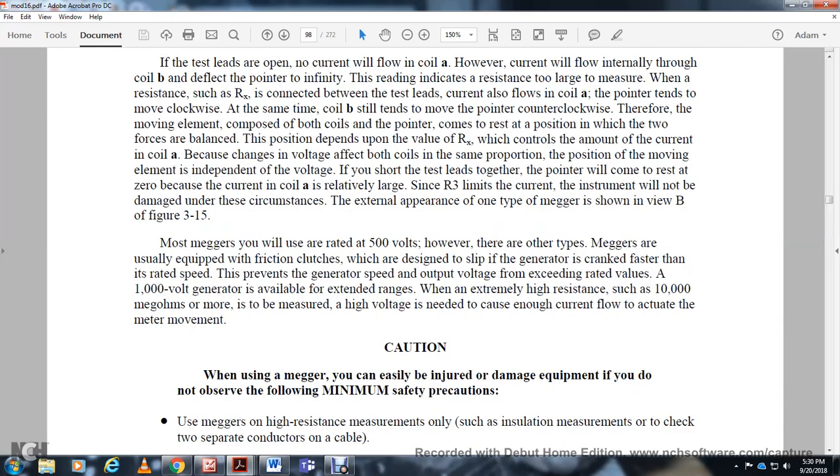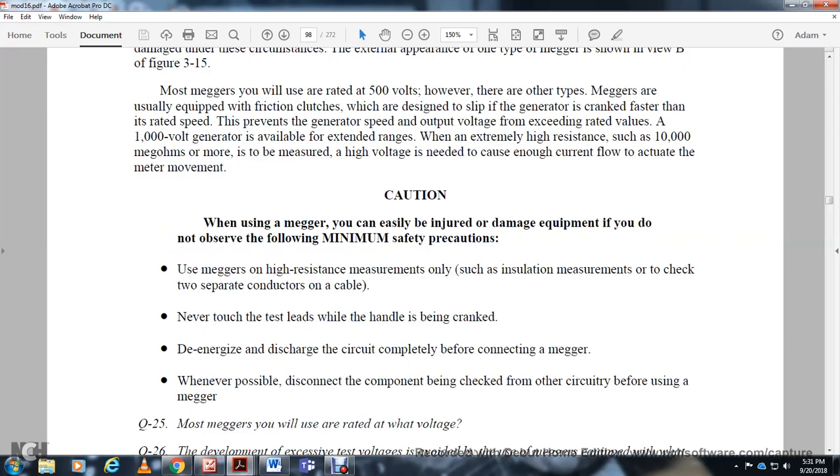Most megger generators are usually rated at 500 volts, though other types are available. Meggers are usually equipped with a friction clutch designed to slip when the generator is cranked faster than the rated speed, which prevents the generator speed and output voltage from exceeding the rated value. A 1,000 volt generator is available to extend the range to extremely high resistances such as 10,000 megaohms, since high voltage is needed to carry enough current flow to actuate the meter movement.